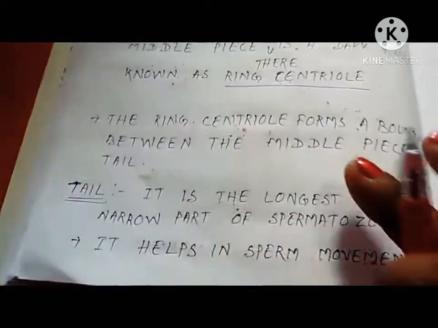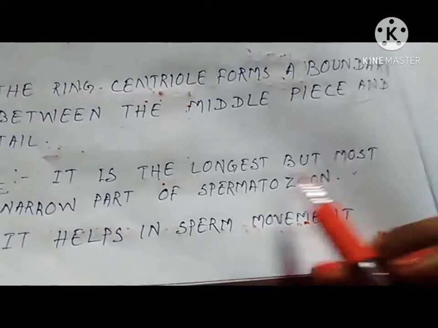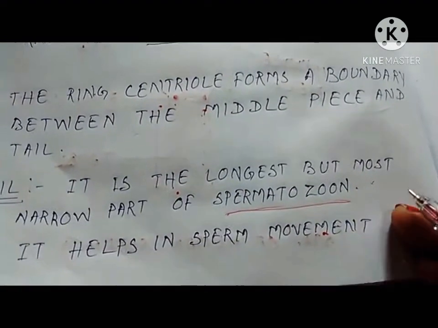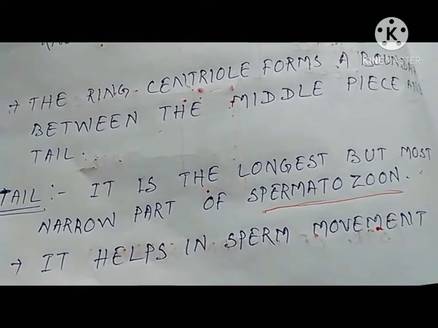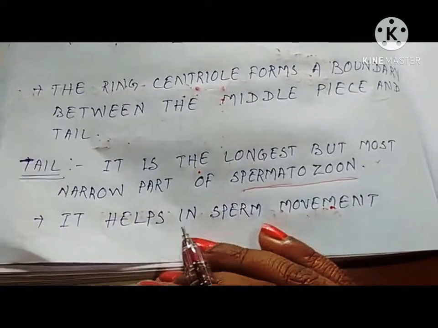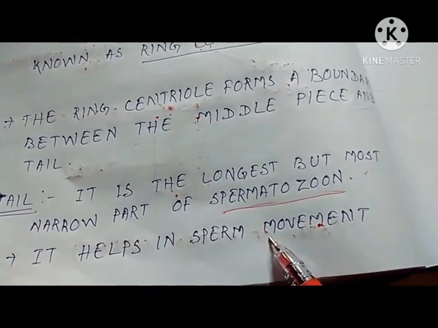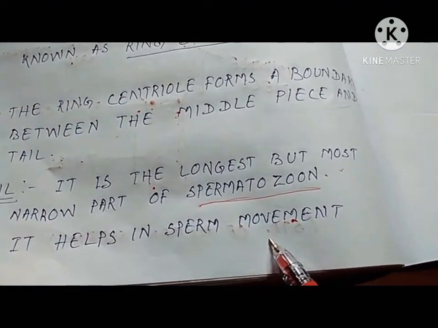Next, we come to the third part, the tail. The tail is the longest but most narrow part of the spermatozoon, which is discarded after fertilization. The sperm tail never enters into the egg. It helps in sperm movement, which is its major function.